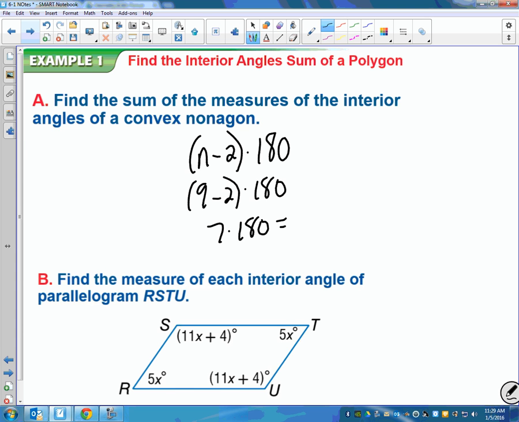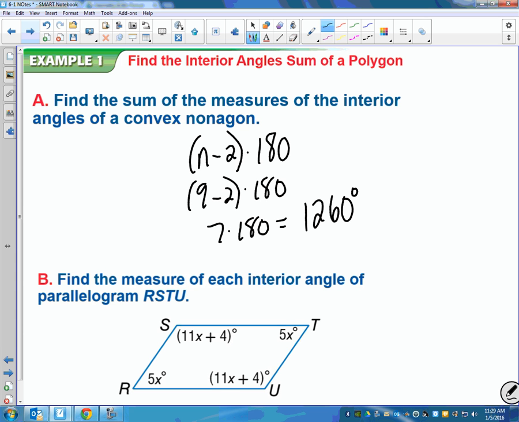Anybody do that yet? 7 times 180. I don't know. Brandon, what do you got? 7 times 180. 1,260 degrees. You should put the degrees. Good. That's not so bad, right? That's a nice formula.